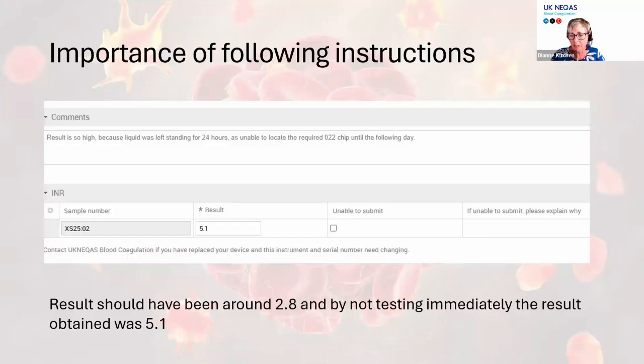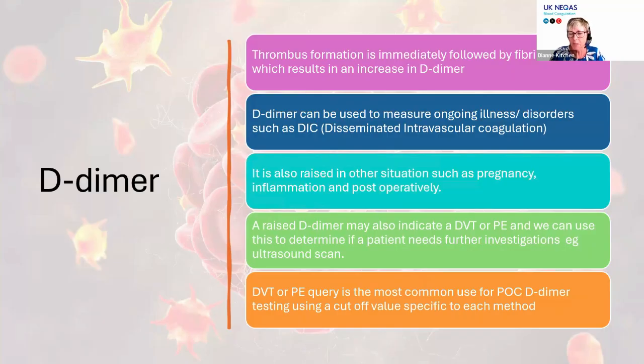You might think that I've gone slightly crazy leaving things for up to 24 hours, but this is a recent submission from our survey from a centre that said the results were high because the liquid was left standing for 24 hours. And we got a result of 5.1. The true reading should have been about 2.8. So we sent them a repeat sample and took this result out because it's not checking the test strips or instrument appropriately. So that's a very brief review of INR and where you can go wrong.